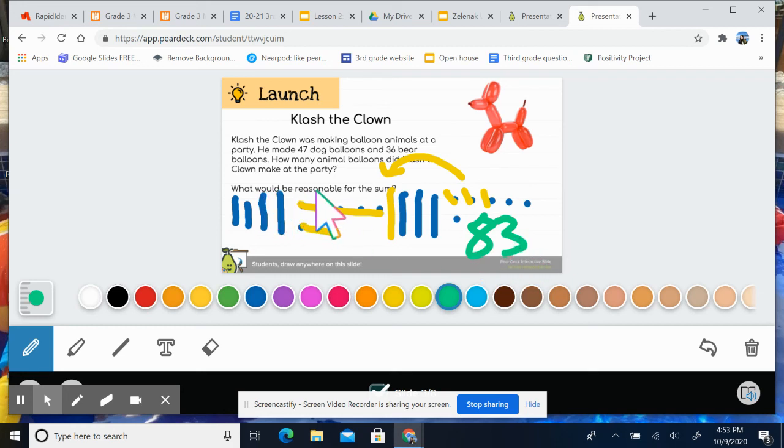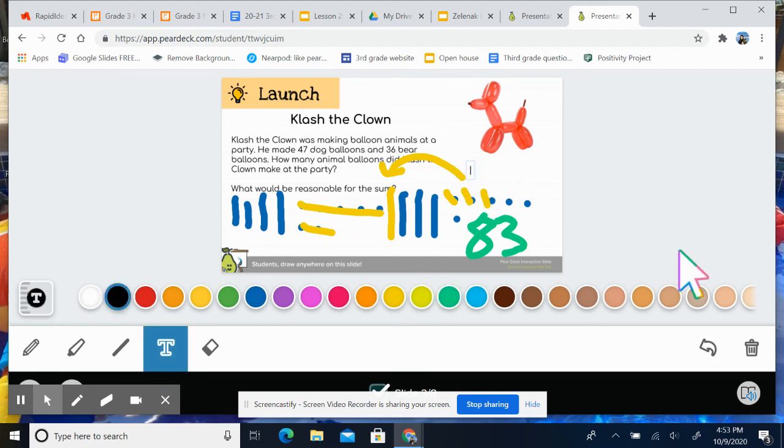And is this reasonable for the sum? Yes. I want to show you how you could include your equation, and you would say 47 dog balloons plus 36 bear balloons equals 83 animal balloons.